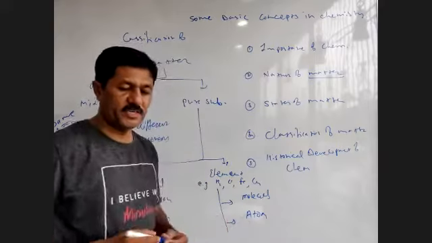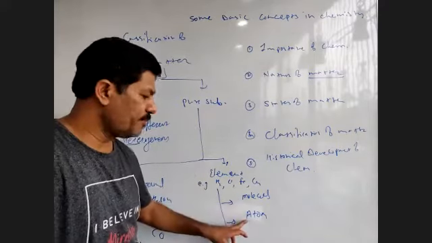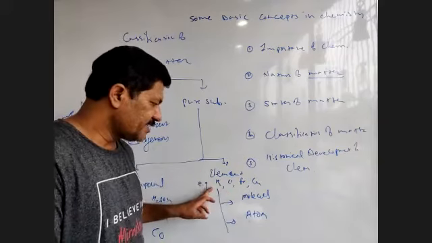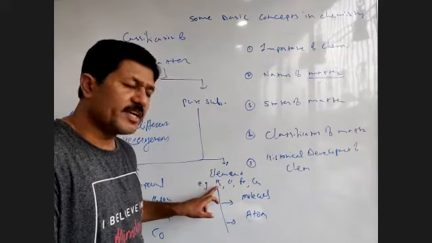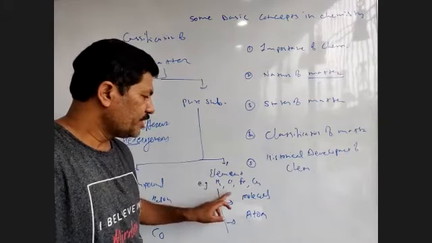Atom. This is what we can see. So when we talk about the element, it may exist in molecular form or may exist in atomic form. I would like to give an example of that. When we talk about hydrogen, hydrogen exists as H2. So H2 is a molecule.